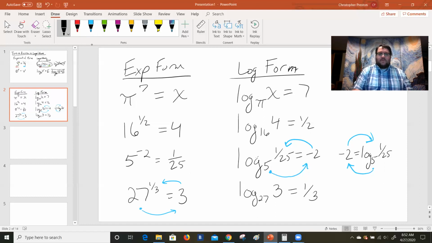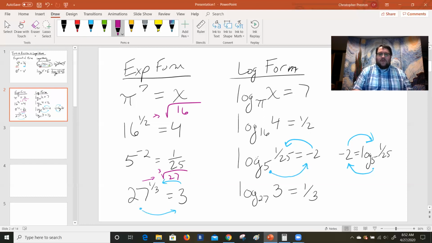Well, that's the case because the 1/2 exponent means the square root. So the square root of 16 is 4. Oh yeah, I did translate that correctly. Or the 1/3 exponent, that is the cube root. So the cube root of 27 is 3. Okay, yeah, I did translate that correctly.